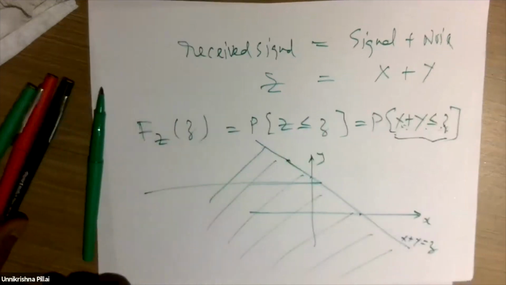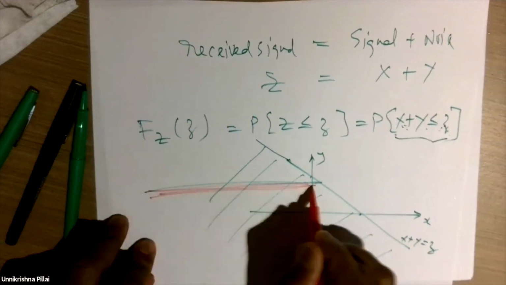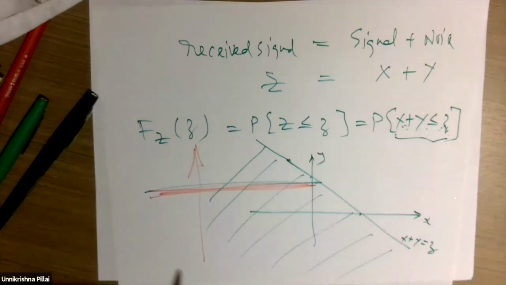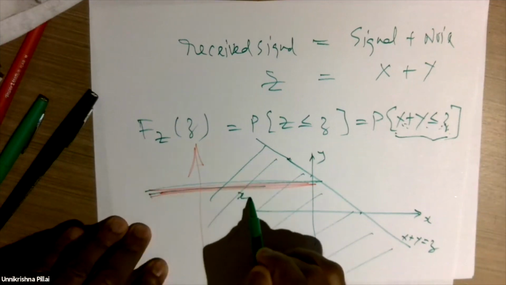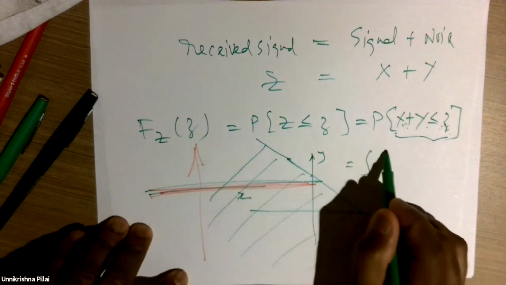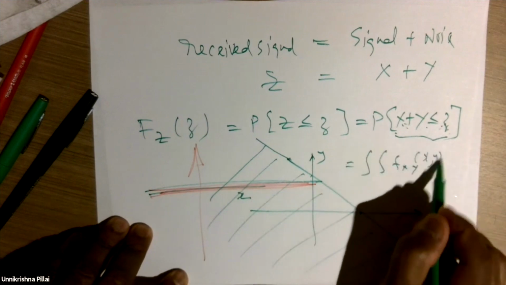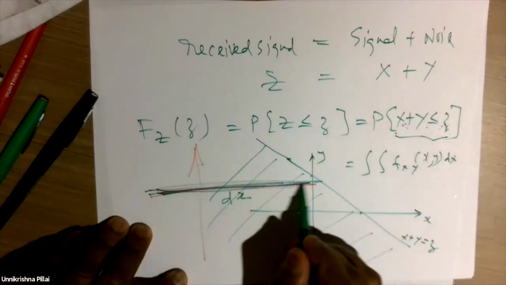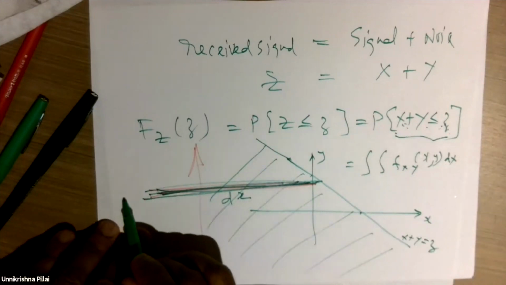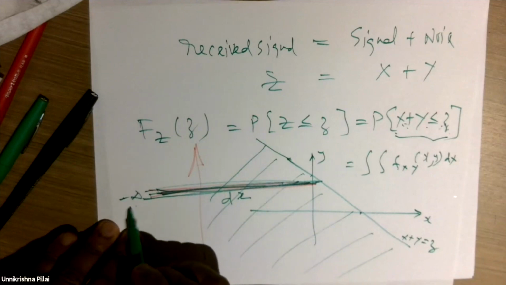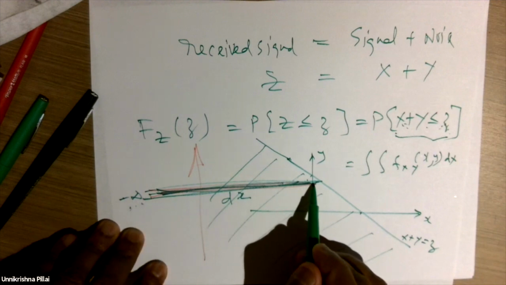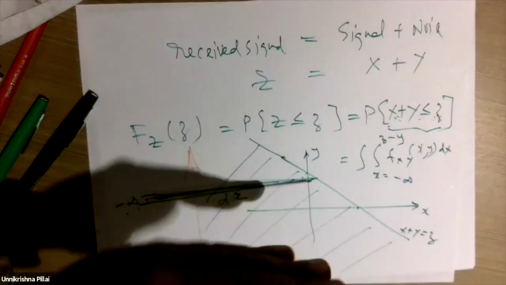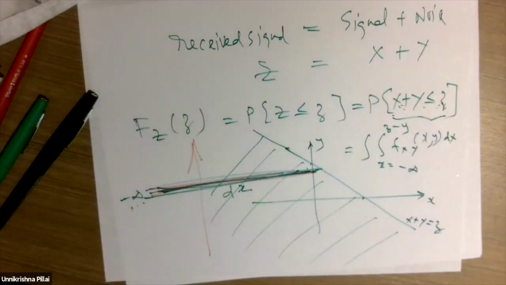I can take a horizontal strip or a vertical strip. So I can take a strip like this and integrate and then move the strip this way. So let me write it on top of it, then I'll write it on the next page also. So here the variable is X. I can write this as double integral f_XY(x,y). The variable is dx. What is the limit on X? X goes from minus infinity to z minus y. And how many such strips are there all the way from here to there? So Y goes from?